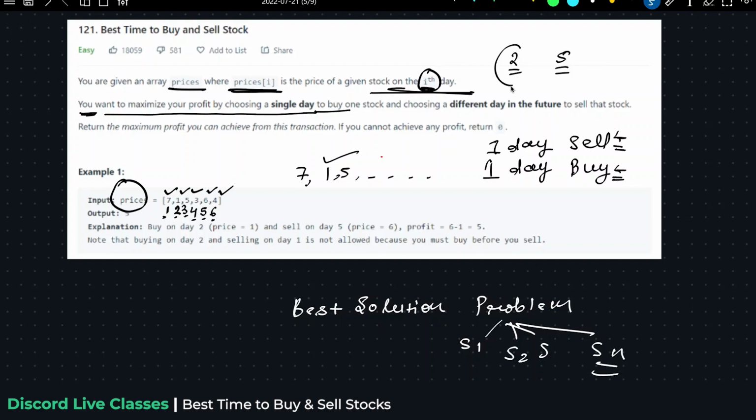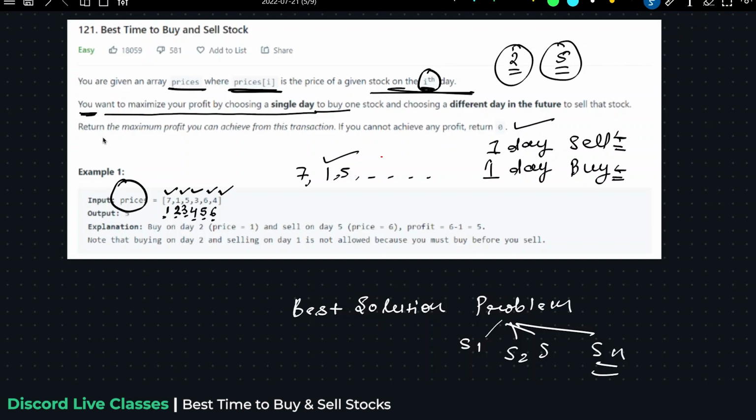Because the price of the stock on the second day is very low, and the price on the fifth day is very high. Let me confirm one thing: is this problem statement clear or not? Does anyone have any doubt in the problem statement? No, sir. Got it, sir. Okay, got it.